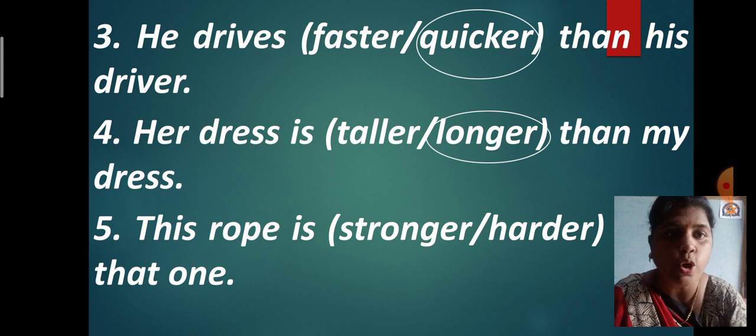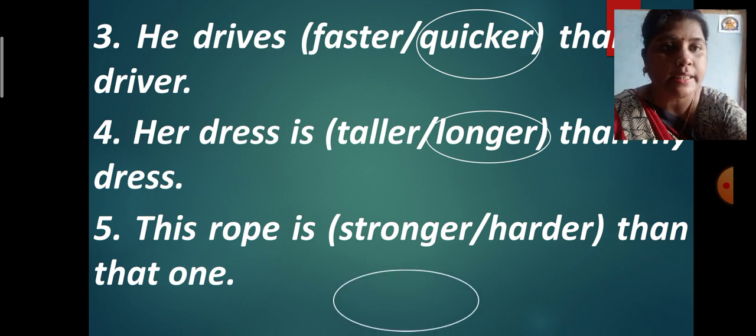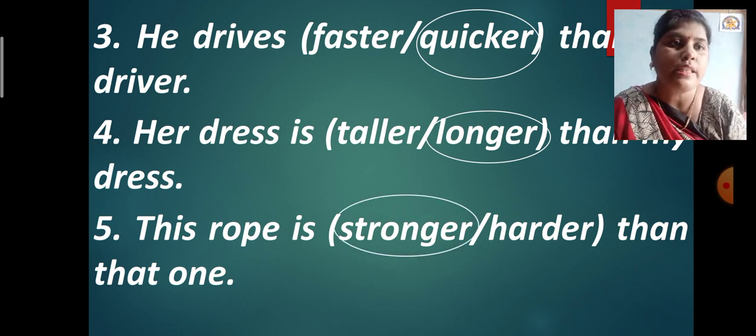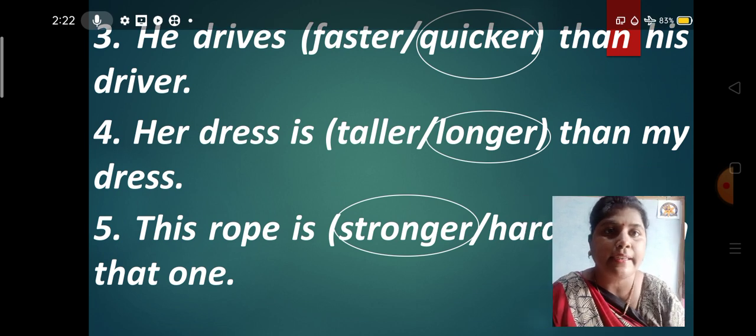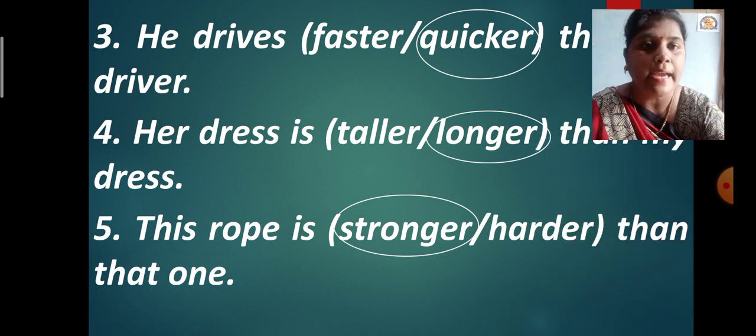Okay, now this rope is stronger or harder than that one. So rope is stronger, yes, obviously. So let us circle the word stronger. So I hope you understood the answers. He drives quicker than his driver. Her dress is longer than my dress. This rope is stronger than that one.